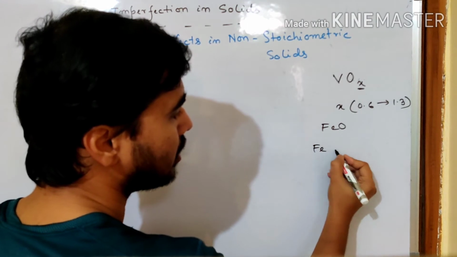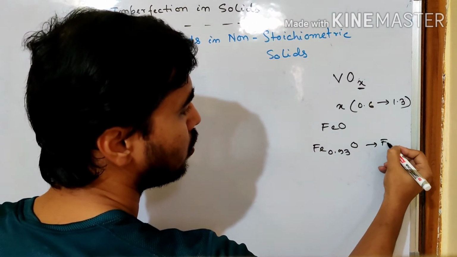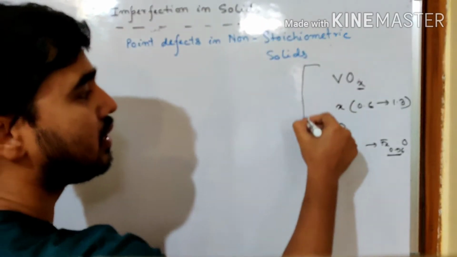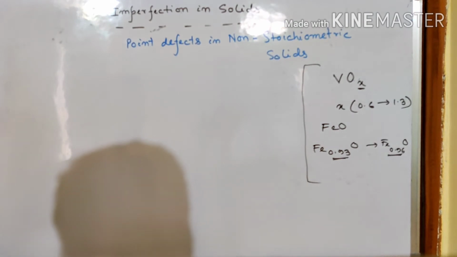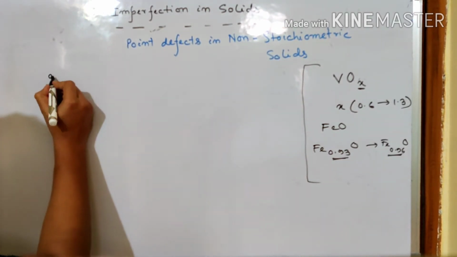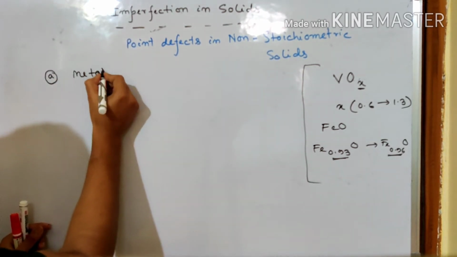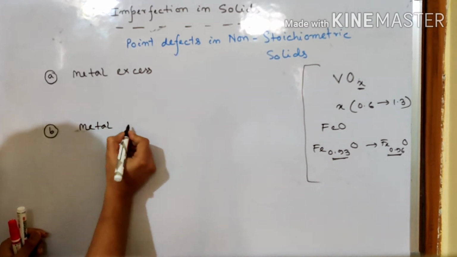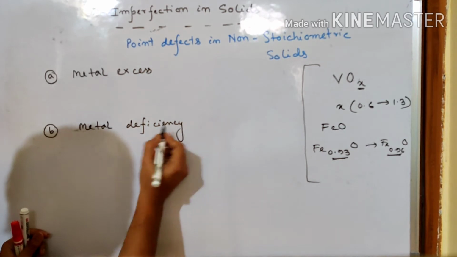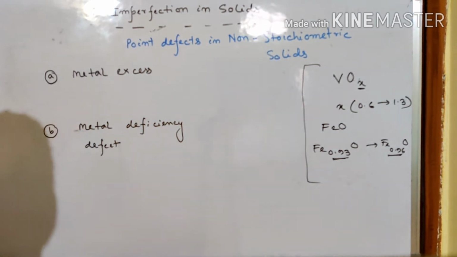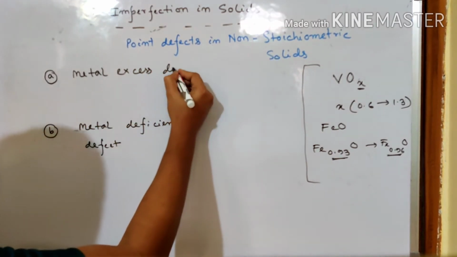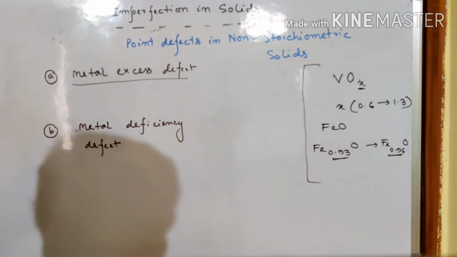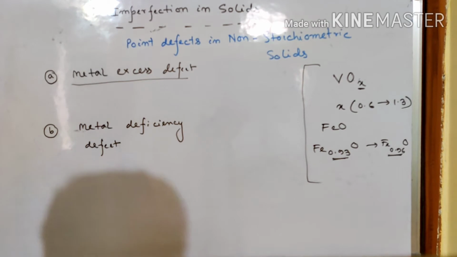Here also it is found out that it can be from 0.93 to 0.96. So iron can vary. It is not 1:1 exactly. So these are the examples of non-stoichiometric solids. Now let us see what are the classifications. Broadly of two types. One is metal excess defect, another is metal deficiency defect. We are going to talk about one by one. Metal excess defect means normally the plus charge is more compared to the negative charges, means the cation will be more.